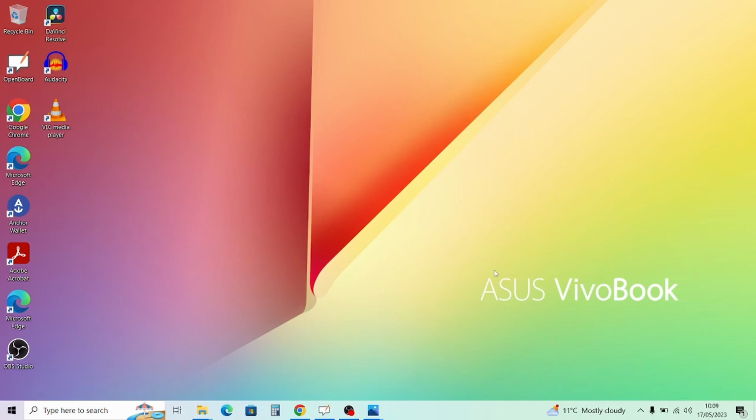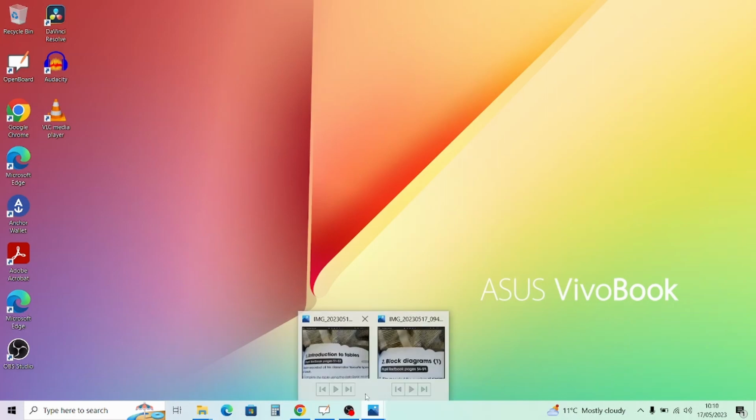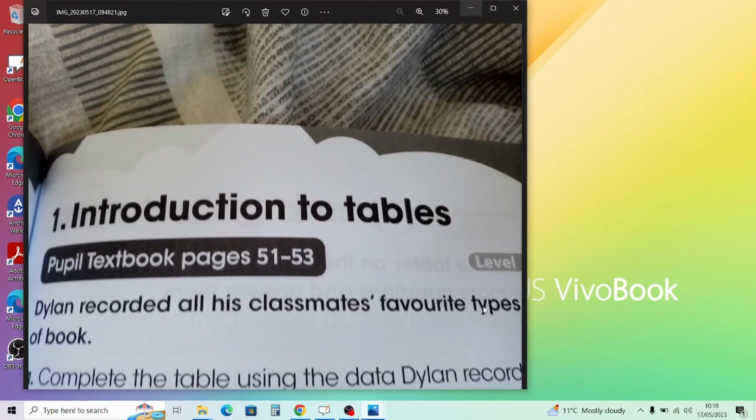Moving on to this topic, it's called statistics, and it's Unit 3, which we're doing. We start off with 2 topics within here, so it's split into 2 areas. The first one is called Introduction to Tables, and this is just looking at tables, as you can see in 1A, and writing the numbers down.